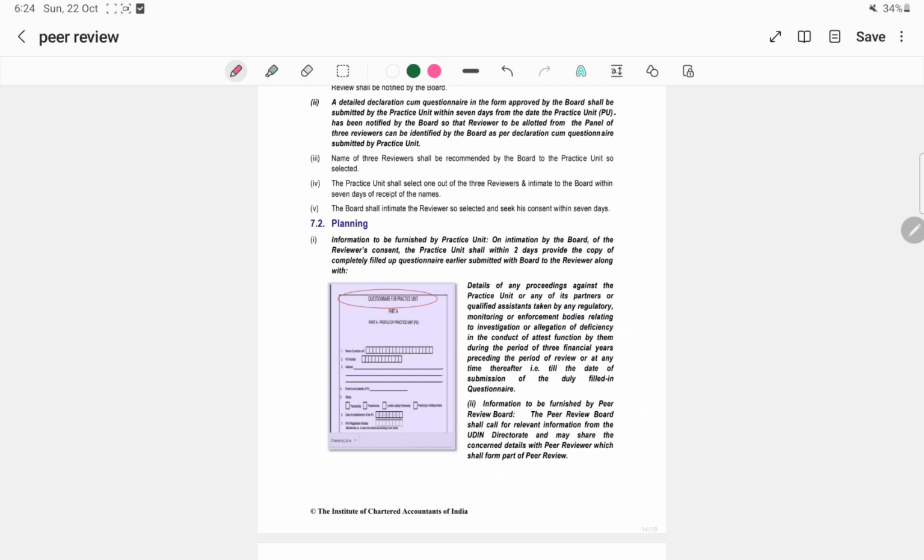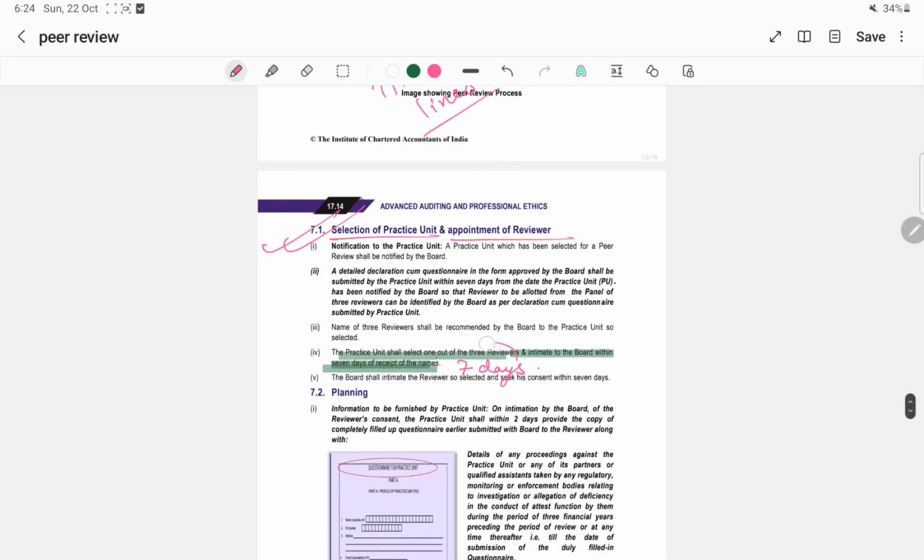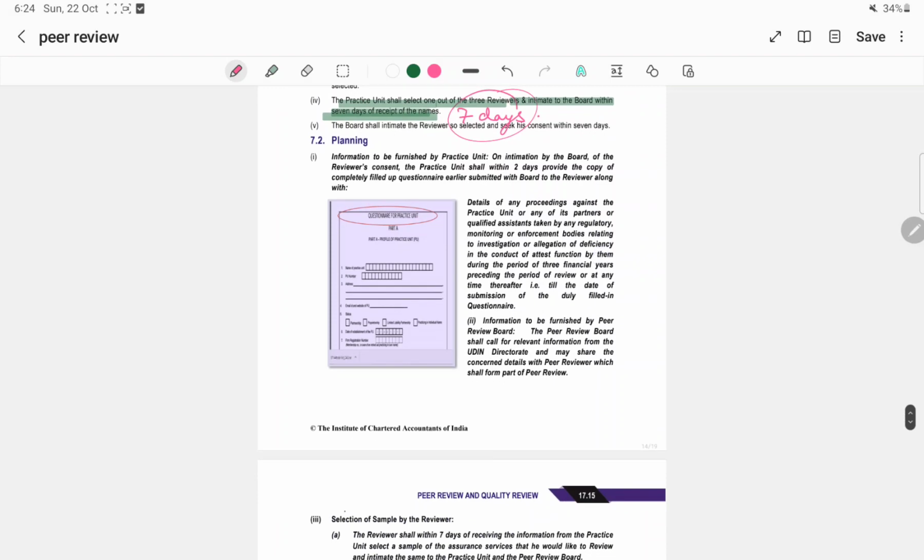Basically, many times 7 days will come. So see here also, the PU shall select one out of the 3 reviewers. 3 reviewers will be nominated and then one will be selected and is to be intimated to the board within 7 days of the receipt of the names. So here also 7 days came into the picture. Likewise, for the MCQs also this number of days is important. So wherever the number of days is given, you have to learn that.